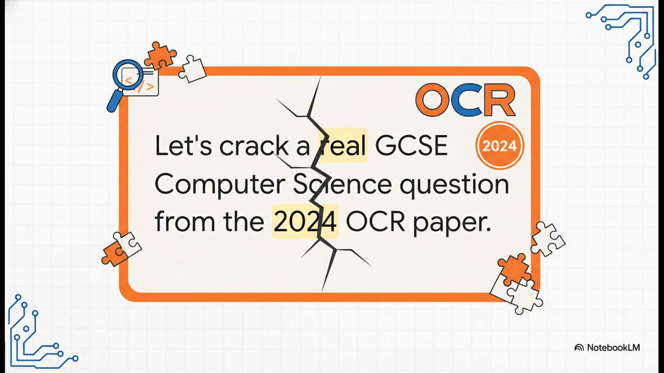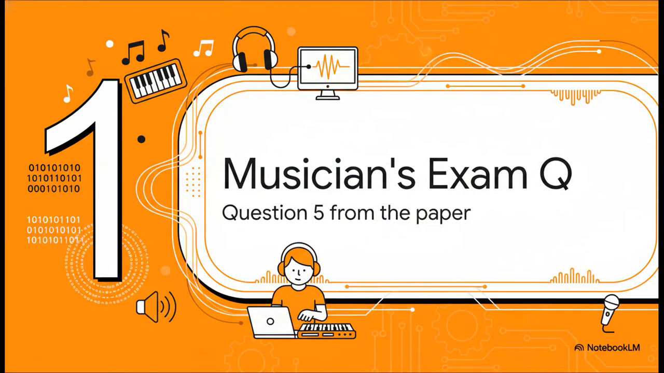This one's straight from the 2024 OCR paper for computer systems. Now, don't think of this as a scary exam question. Think of it more like a puzzle, one that we're going to solve together, piece by piece. You ready? So our puzzle is question 5, and it starts with a really simple scenario.